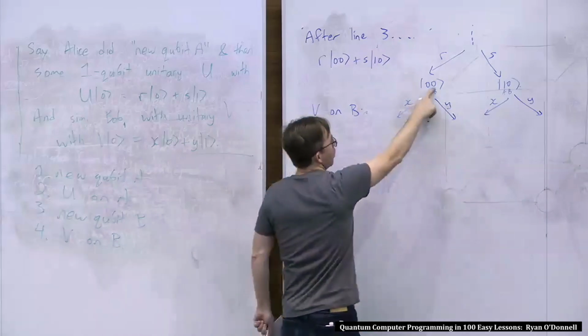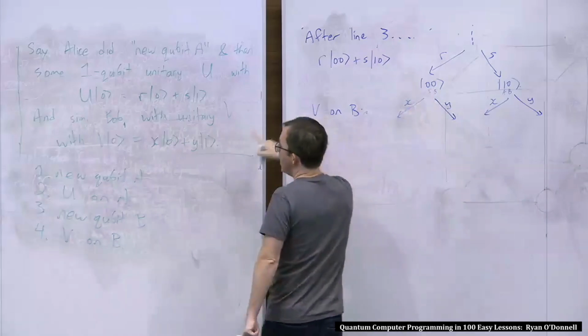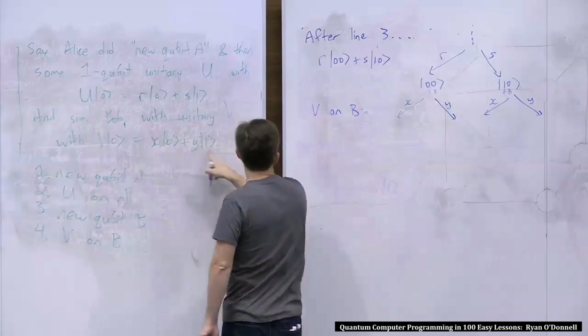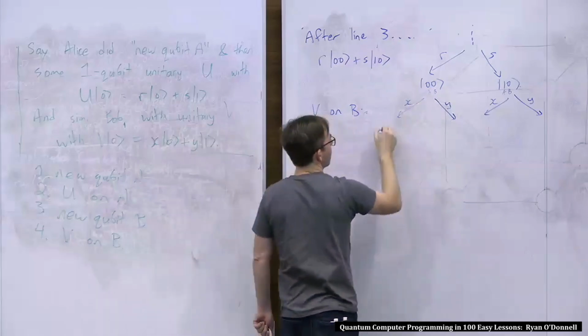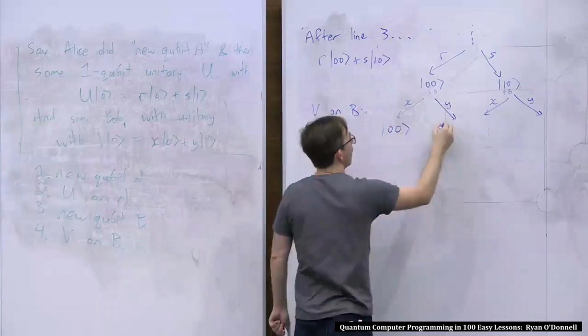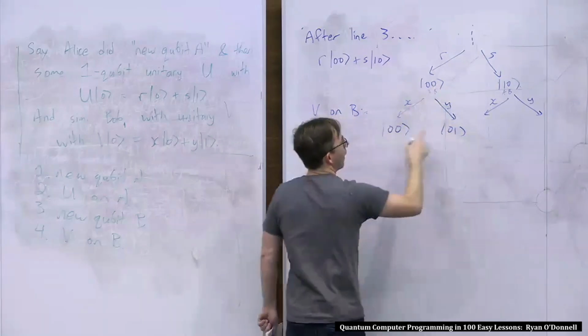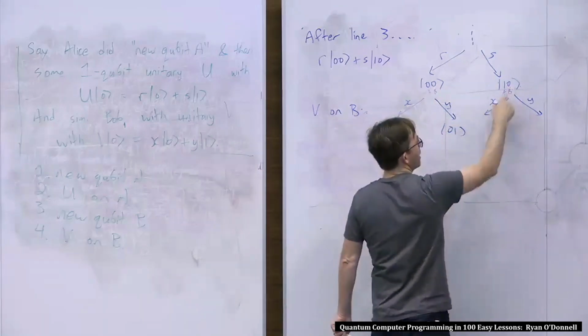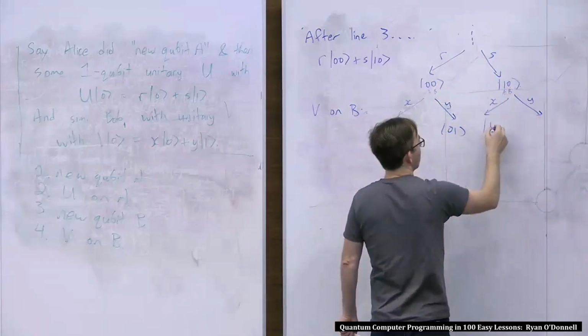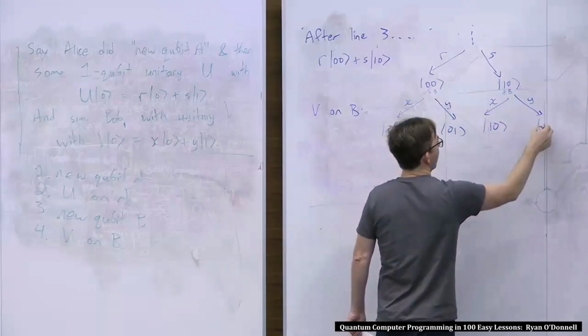Yeah, and here, B is 0, so we know that V takes 0 to X, 0, Y1. So it's just like with X, we get to 0, 0, and 0, 1. And over here, A is 1, that's fine, and B is still 0. That's why we get to 1, 0, and 1, 1.